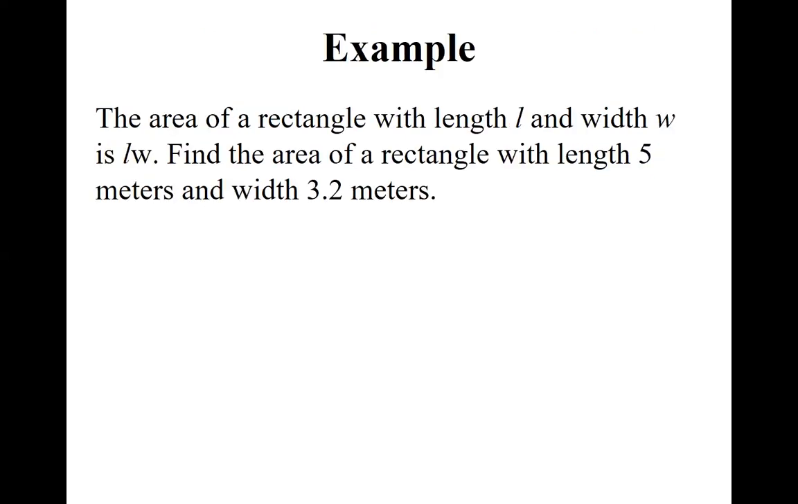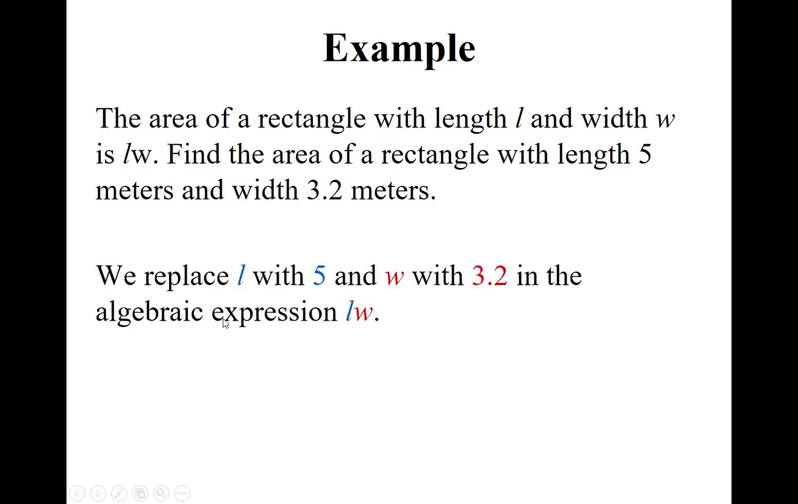So an example, the area of a rectangle with length L and width W is L times W. Find the area of a rectangle with length 5 meters and width 3.2 meters. So length is L. When we have a length of 5, we're saying 5 is L. So substitute 5 in for L. Width is W. So width 3.2 means W is 3.2. Substitute 3.2 in for W.